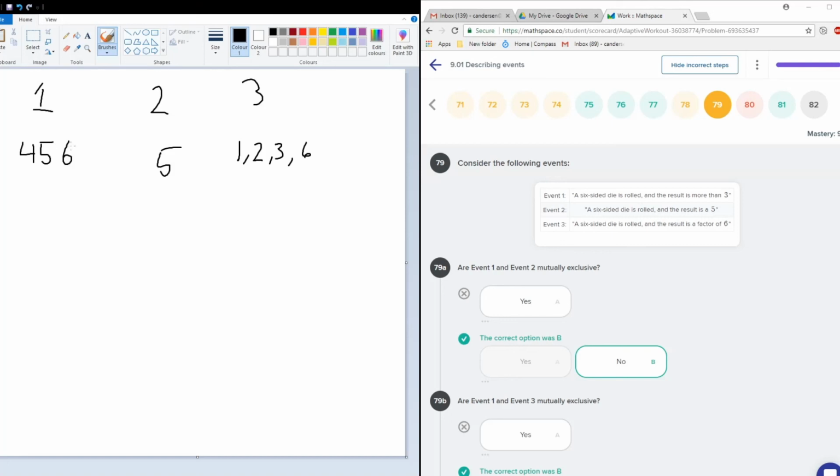Now, which ones are complementary? Are there any complementary? Well, we said before that 1 and 2 are not mutually exclusive, so therefore they're not complementary. The only pair that was mutually exclusive was 2 and 3. However, we're still missing a 4. So they're not complementary because they don't have every single number that you can get on a 6-sided dice.